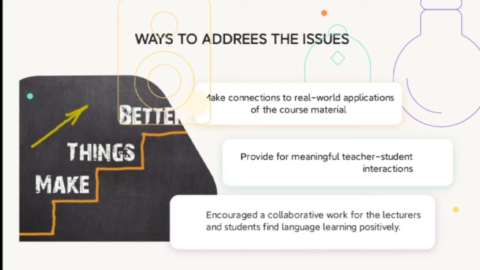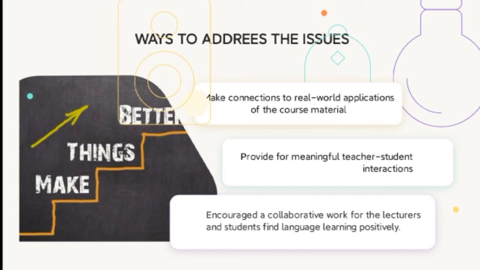For number 2, provide for meaningful teacher and student interactions. I do believe that improving students' relationships with teachers has important, positive, and long-lasting implications for both students' academic and social development. Because when students trust their teachers more, they will show more engagement in learning and can do better in class and achieve at higher levels academically.